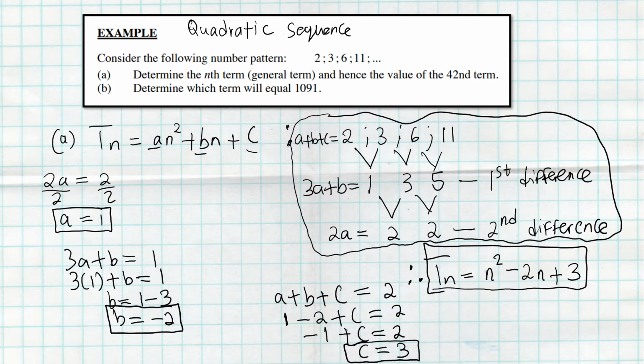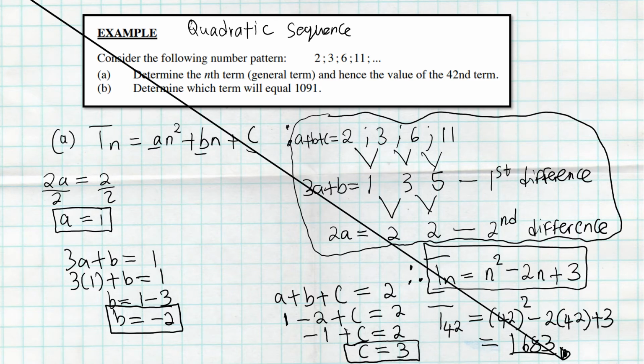They said hence determine the value of the 42nd term. So this is term 42. Where there is n, we're going to substitute by 42. Then we solve for our term 42. Okay. And our term 42 will be 1683. So that is the value of term 42.